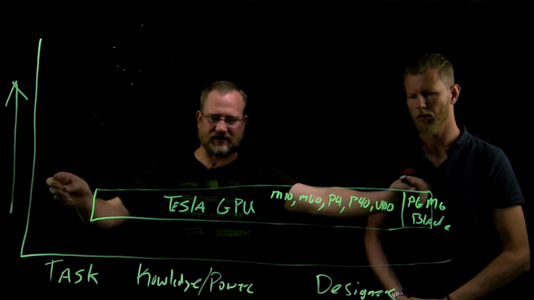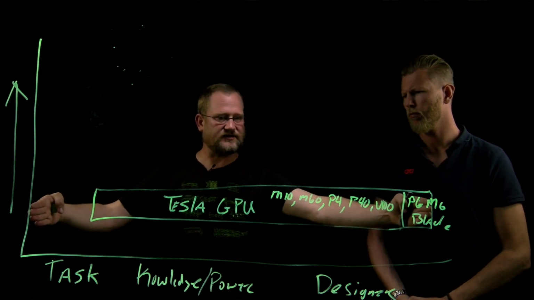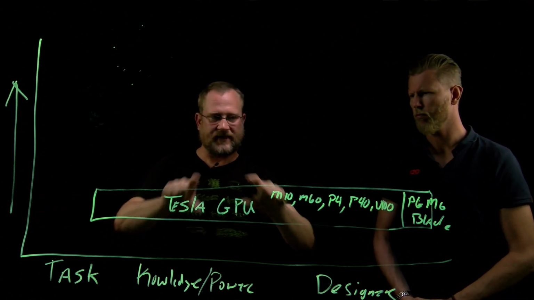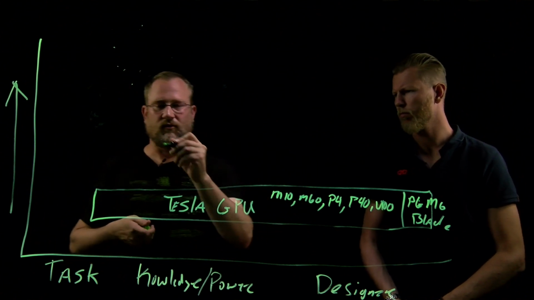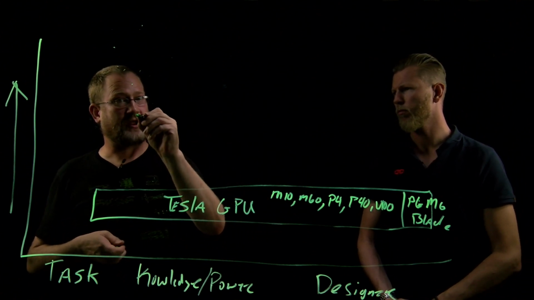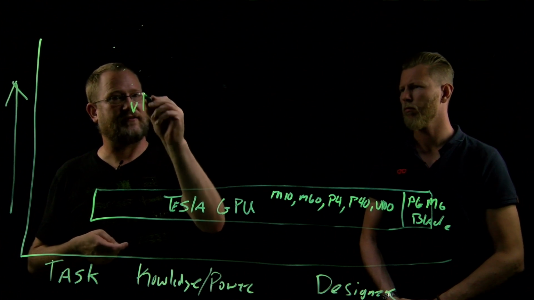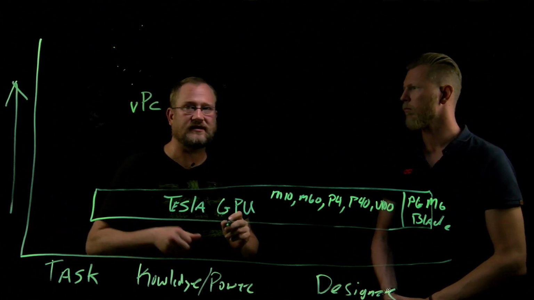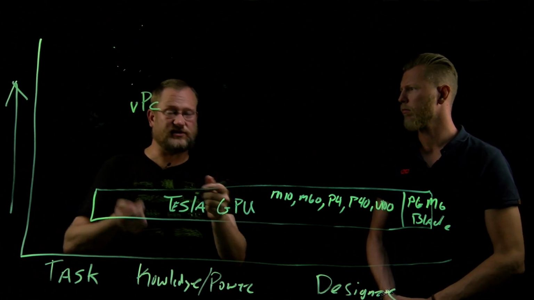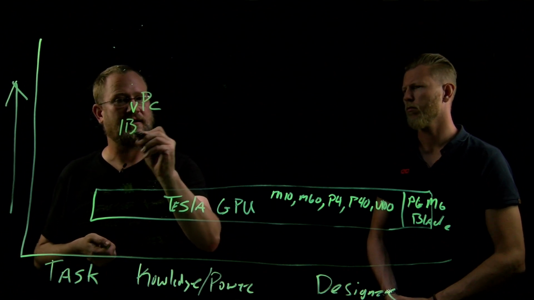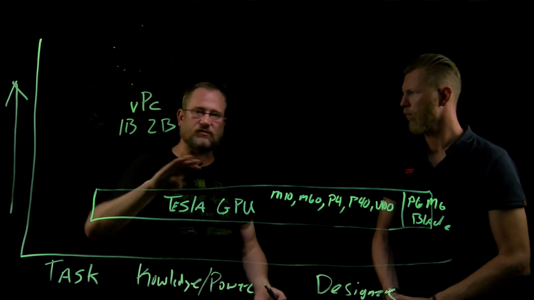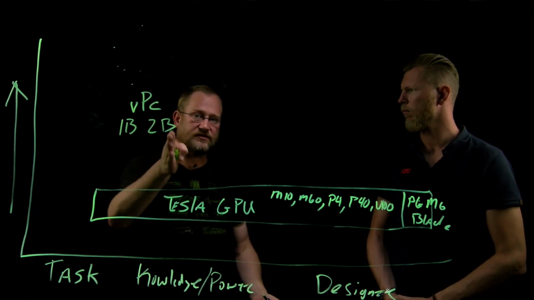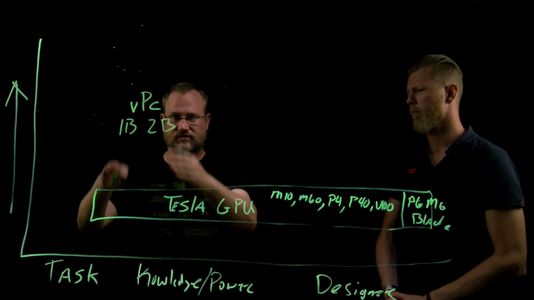So this is the first layer, and you're going to use one of these cards across here. Then above this Tesla layer we're dealing with our vPC, the virtual PC license, and within it you can choose: do you want to use a 1B or a 2B? These are two different size profiles, and we have found that 1 gig of frame buffer or 2 gig of frame buffer works perfectly for these user types.